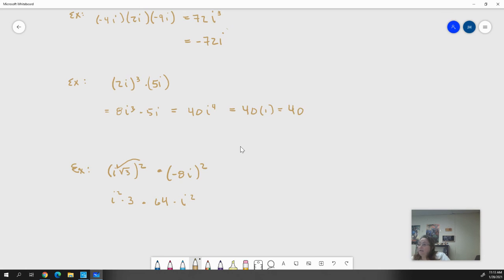Right? So we can look at that as 3 times 64. I have no idea what 3 times 64 is off the top of my head, but I do have a calculator right in front of me. I should have written that down. It is 192. So we're going to have 192 i squared times i squared is i to the fourth. And if you remember, i to the fourth just equals 1. So it would be 192 times 1, which just equals 192.